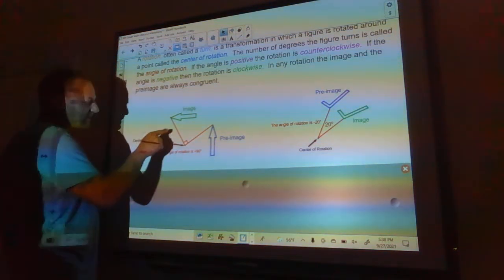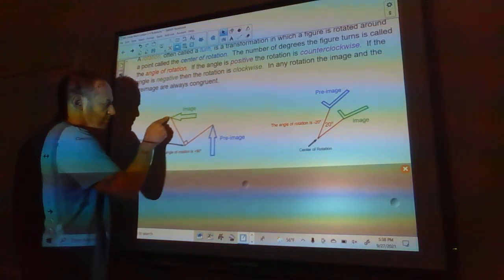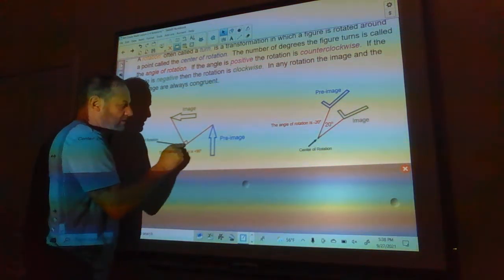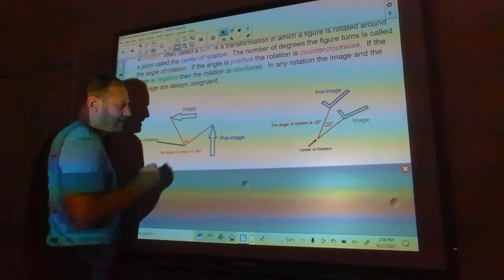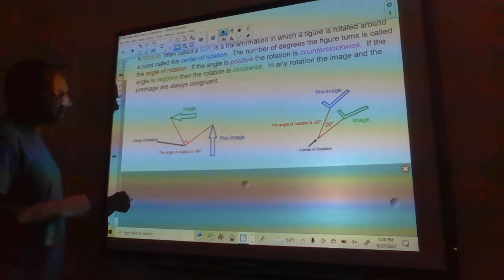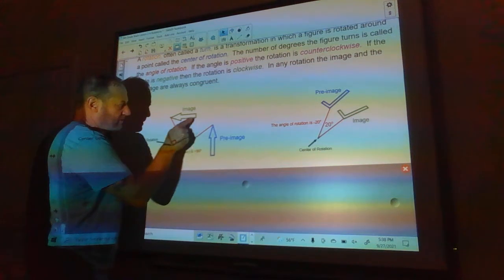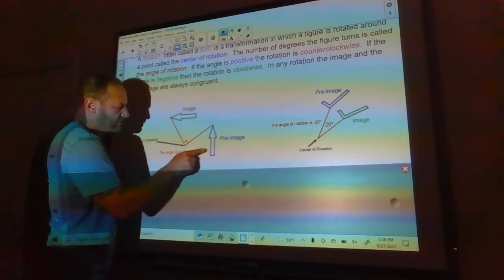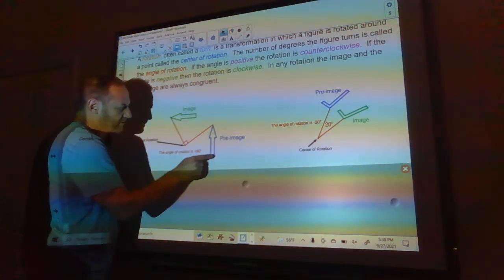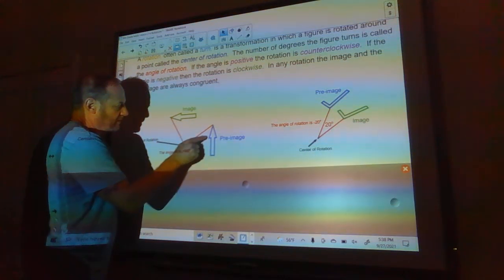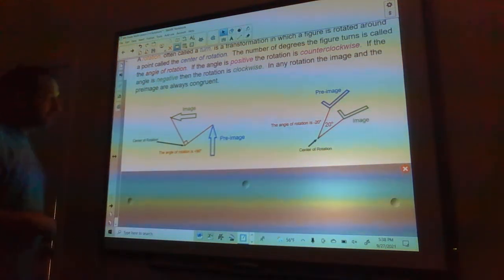That means if I pick any point on here and the corresponding point on the image, this angle will make 90 degrees. It doesn't matter which one. I chose the tip of the arrow, but I could have chosen any one of these points as long as I have the corresponding points. So this one and this one, this one and this one, this one and this one. It's always going to be a 90-degree angle right there.